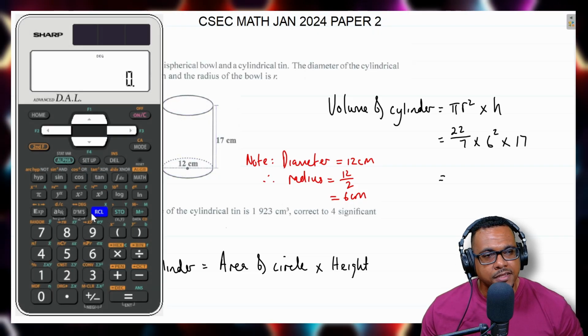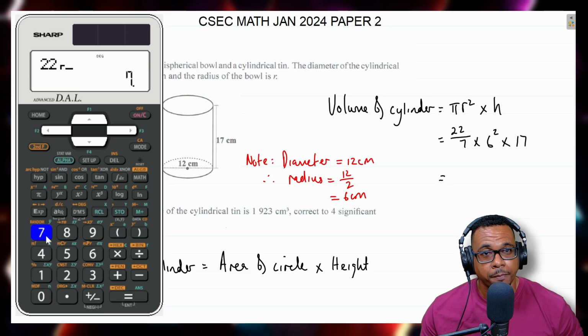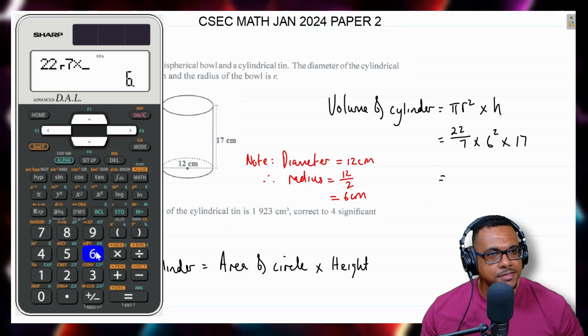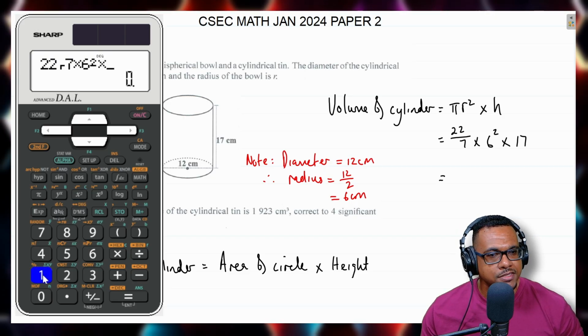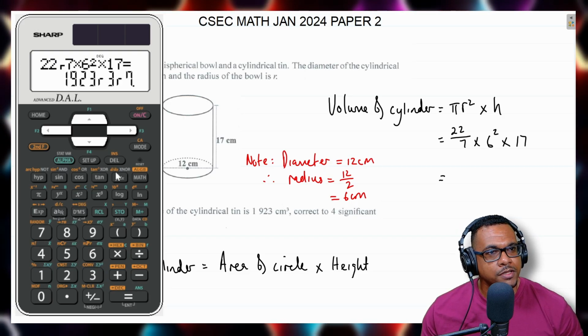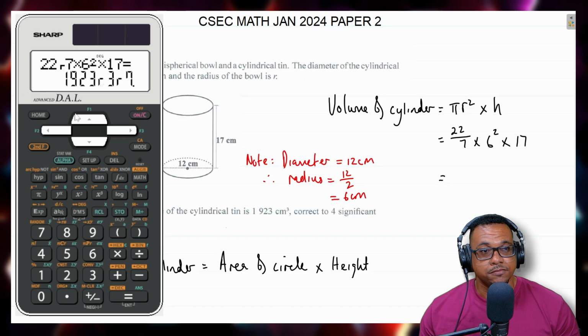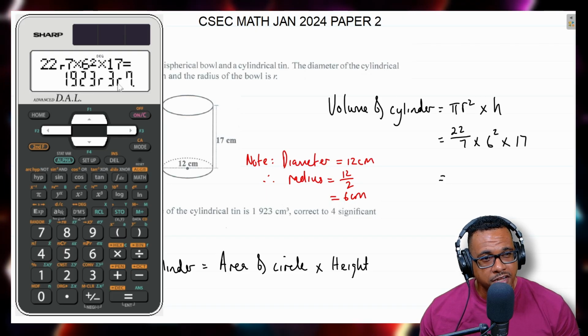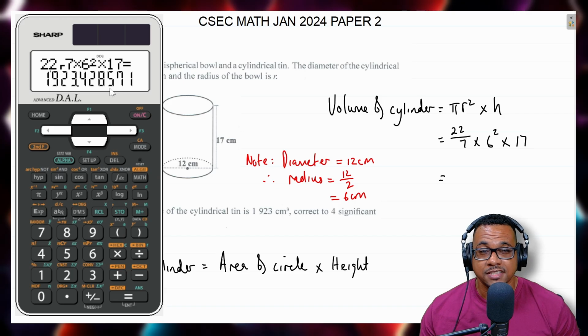Okay, so here I have my calculator. For the fraction, I could put 22. This is the fraction button here for over, so over 7. Then we multiply by 6. We're going to square it by pressing the x squared button. So that's your radius squared. And multiply by the height, which is the 17. And we just press equal. And this is 1,923 and 3/7. Now to convert this mixed number to a decimal, we just press the fraction button like this. And you see, we get it as a decimal.